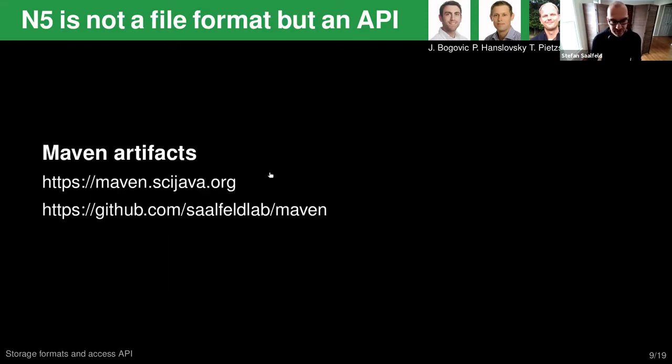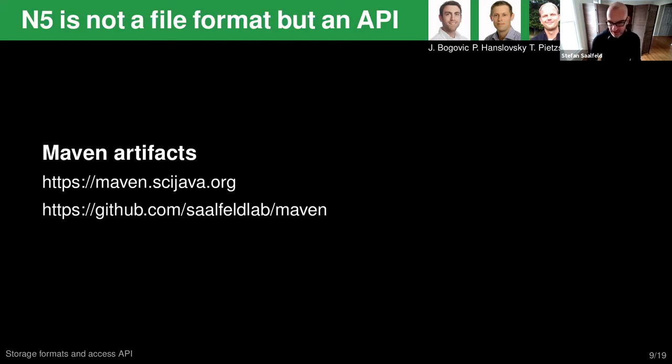Of course, all of this is available as Maven artifacts. If you want to write software, you need the dependencies, and we deposit the more established aspects of the N5 library on Maven SciJava, and the more experimental things on a local Maven repository that we're maintaining from the lab.